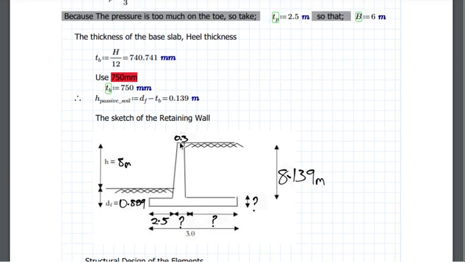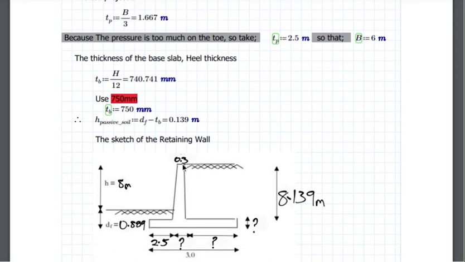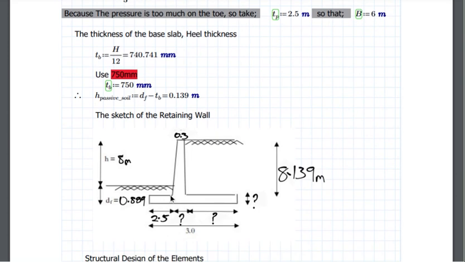As I said earlier, this 0.3 is the stem at the top, and then this here is what we have as a question mark here. We are going to see where we imputed it subsequently. So that's that. Then again, the toe projection is this, which we chose as 2.5. Then the total width is now 6. This should have been 6.